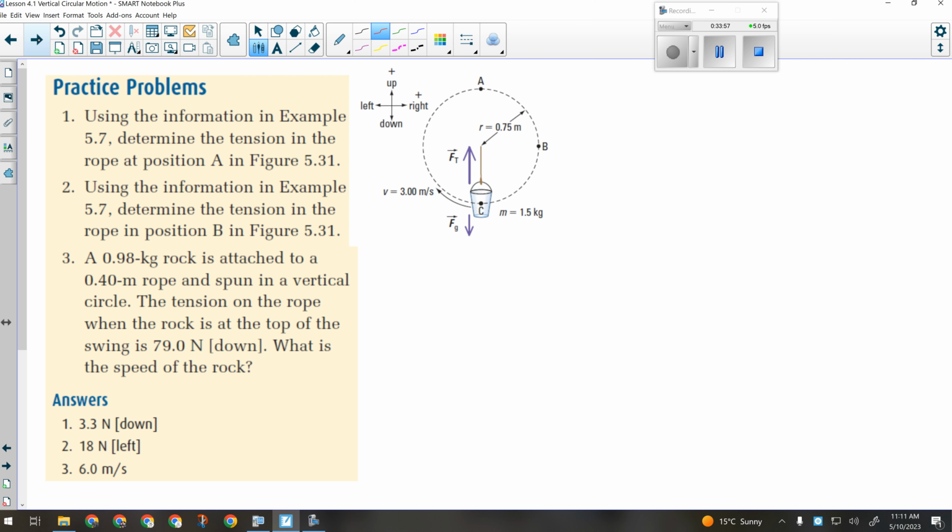Let's say we're looking at number 3. So we've got a rock attached to a rope and spun in a vertical circle. Tension in the rope when the rock is at the top of the swing is 79 newtons down. What is the speed of the rock?